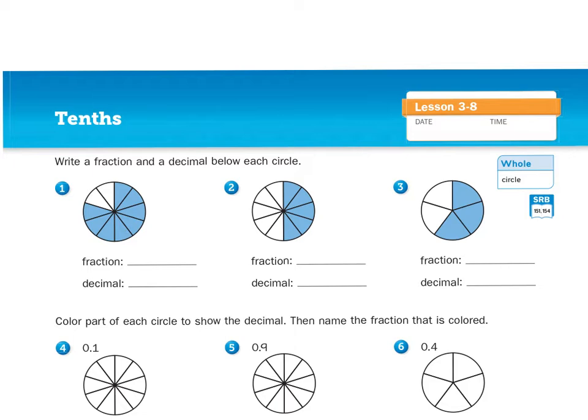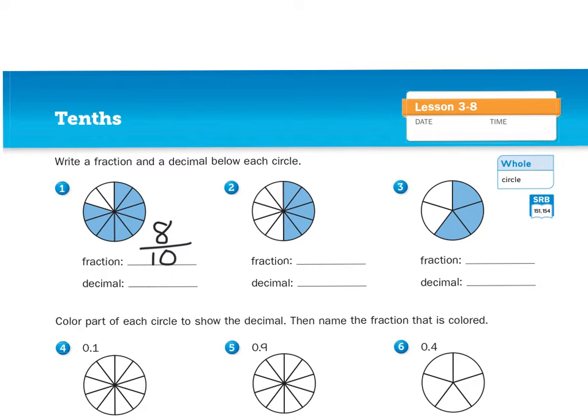So there are 8 of the 10 pieces colored in. I bet some of you already have that written down because you knew that fraction was going to be 8 tenths. Now the part that you're maybe a little bit unsure about is the decimal part and how to write 8 tenths.